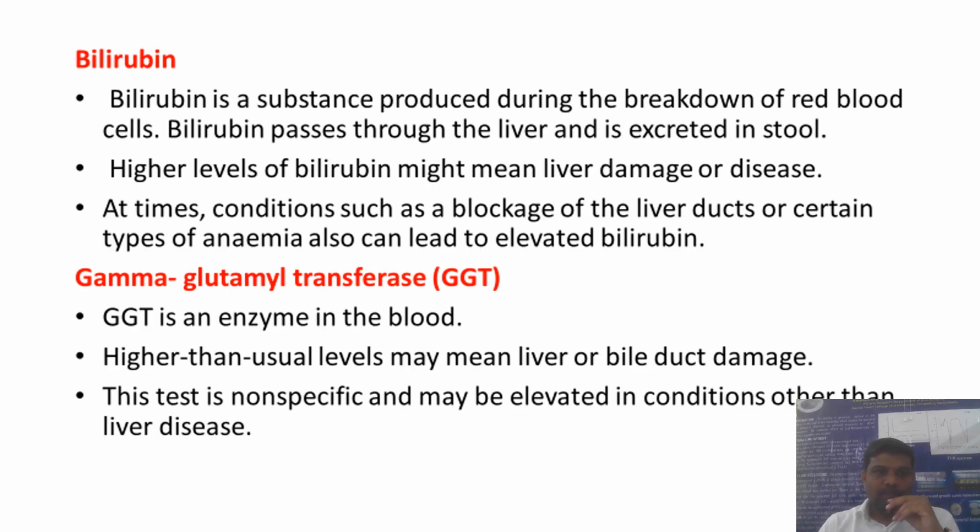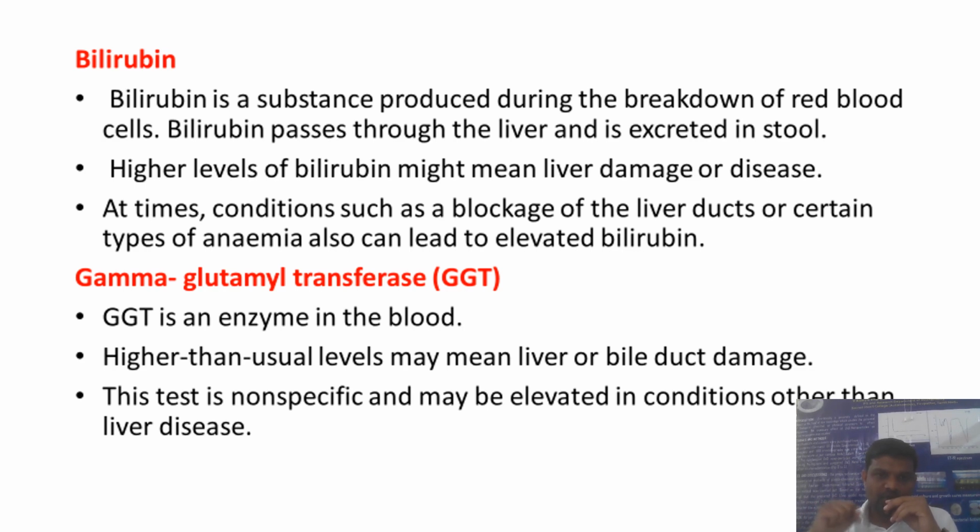While we are talking about bilirubin concentration, it is one of the key indicators of liver function. Bilirubin is a substance produced during the breakdown of red blood cells. Bilirubin passes through the liver and is excreted in the stool. A higher level of bilirubin might mean liver damage or disease. At times, conditions such as blockage of the liver ducts or certain types of anemia can also lead to elevated bilirubin concentration.